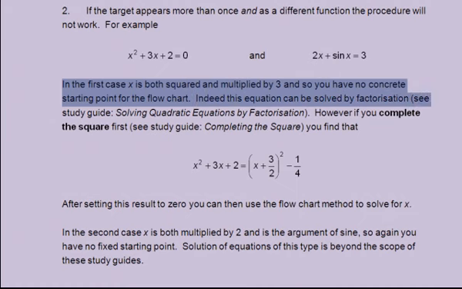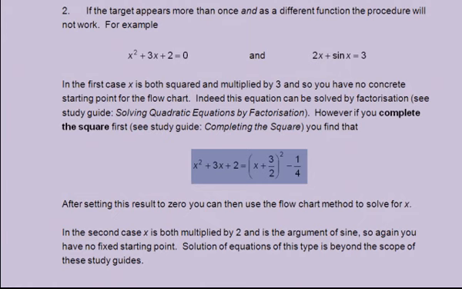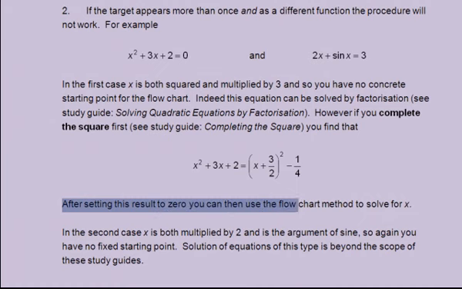See study guide, Solving Quadratic Equations by Factorisation. However, if you complete the square first, see study guide, Completing the Square, you find that x squared plus 3x plus 2 equals x plus 3 over 2 all squared minus a quarter. After setting this result to 0, you can then use the flowchart method to solve for x.